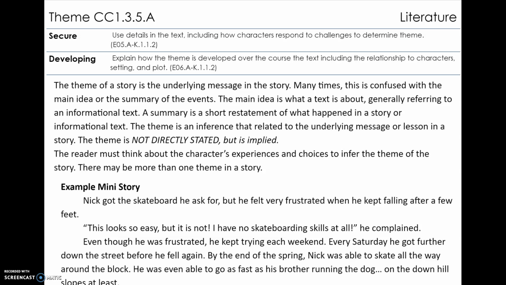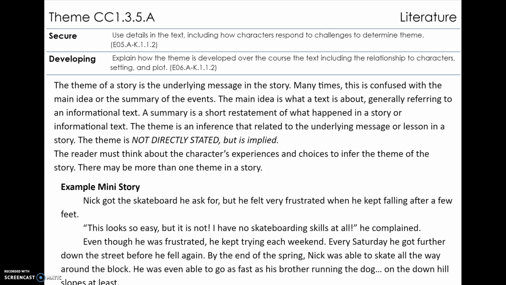Today we are going to look at theme in the grab and go on page 10. For theme, we have one secure skill: use details in the text, including how characters respond to challenges to determine theme. And developing, we're explaining how the theme is developed over the course of the text, including the relationships to characters.